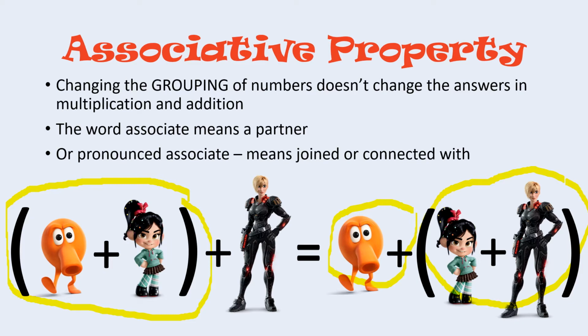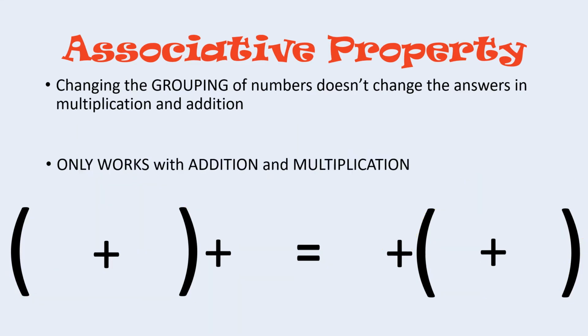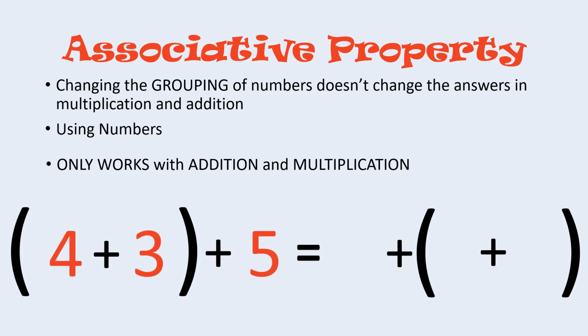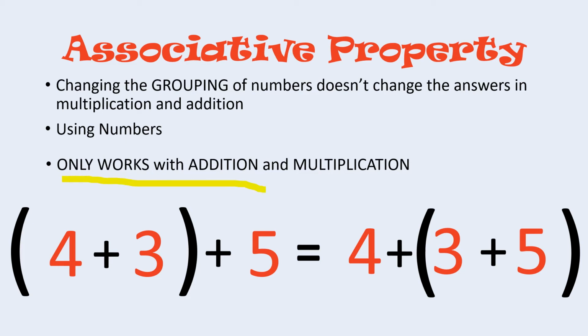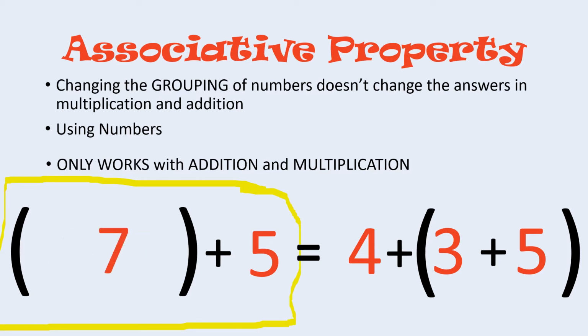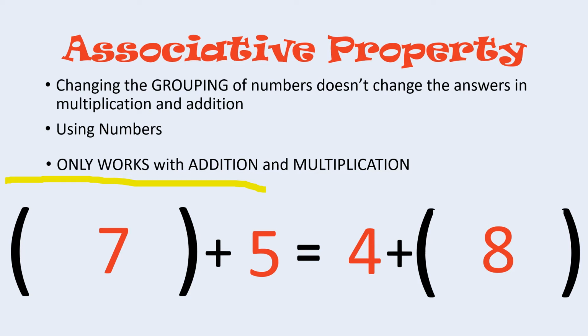Let's use some numbers to make this make more sense. So changing the grouping, remember, this only works for addition and multiplication. So I'm going to show you an addition problem using numbers now. If I add (4 plus 3) plus 5, it's going to equal 4 plus (3 plus 5). Remember, when we have parentheses, we are going to do that first. So on the left side of the equation here, we're going to first add 4 plus 3, which gives us 7. On the right side, the 3 plus 5 gives us 8. Now, if we simplify this further, 7 plus 5 is 12, and 4 plus 8 is also 12. So they still equal the same thing, even though we group them differently.